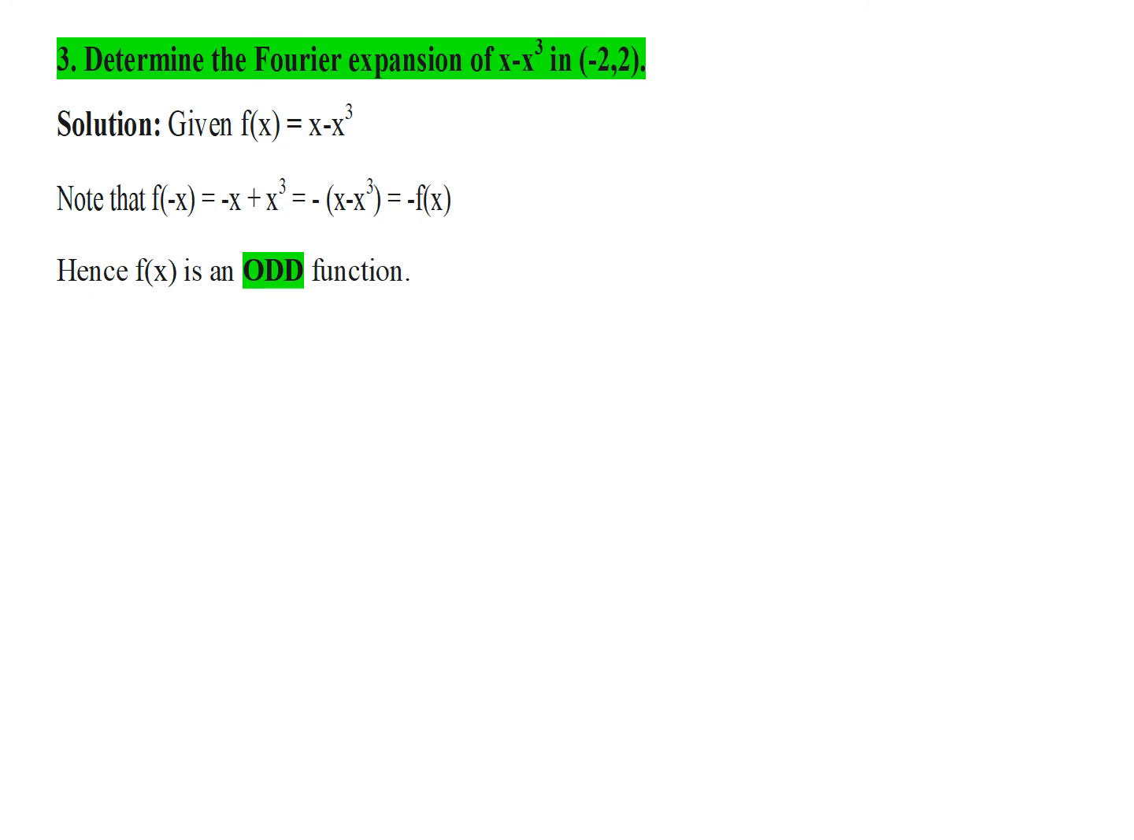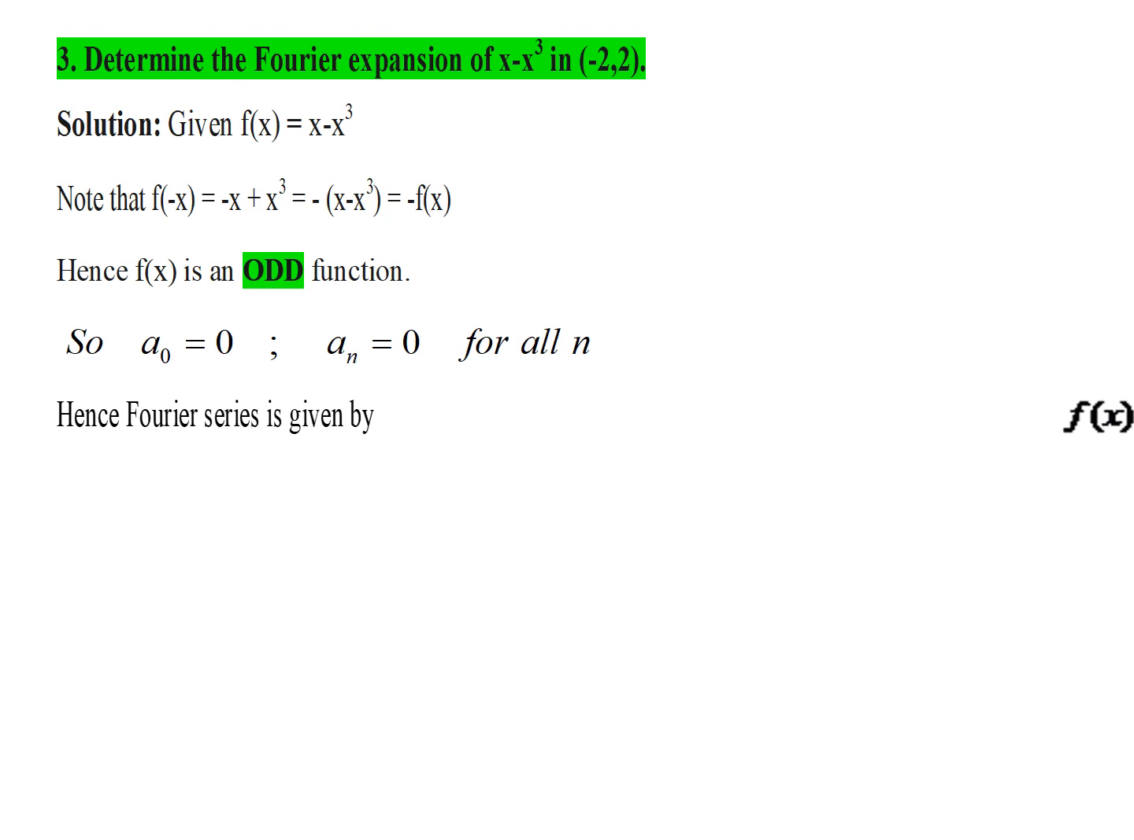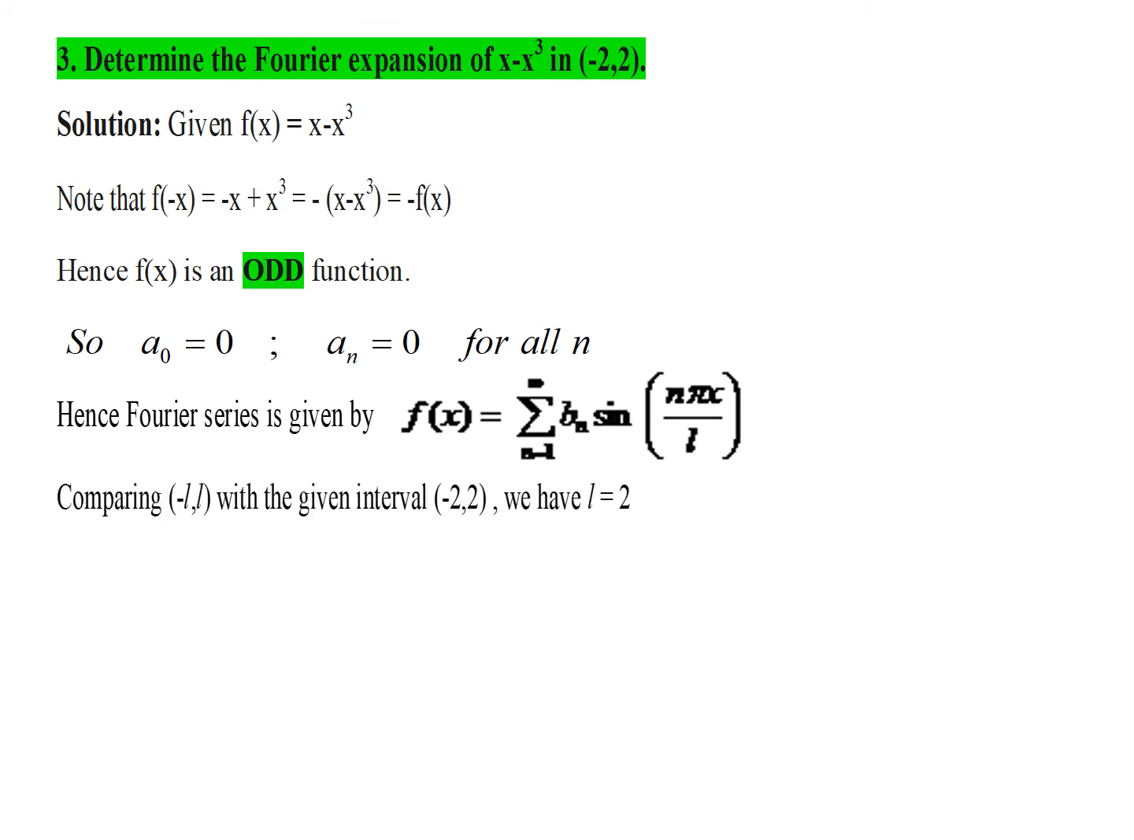Yeah, f of x is an odd function, because do you remember, whenever f of minus x is minus f of x, that function is an odd function. And whenever we have an odd function, the values of the Fourier constants a0 and an are going to be 0. So we just have a very simple expression of the Fourier series as summation bn into sin n pi x by L, because here we have a0 and an values as 0.